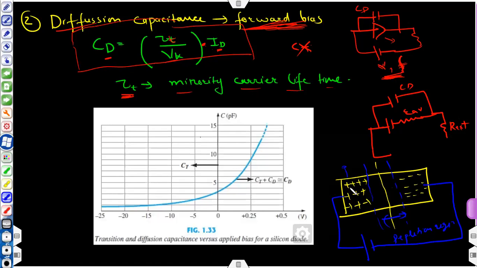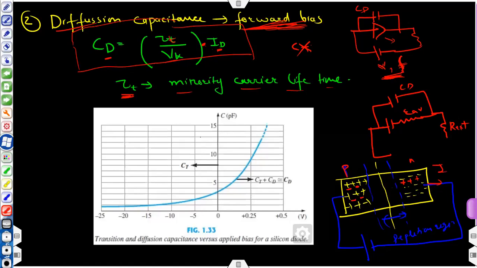Few holes will flow from the P region to the N region. Let me draw this in red. These are the holes, which have traveled from the P region to the N region. Similarly, some electrons will travel from the N region to the P region. The red minus sign in the P-type region represents a free electron that has traveled from the N to the P side. This will continue, and because of this, some current will flow like this.